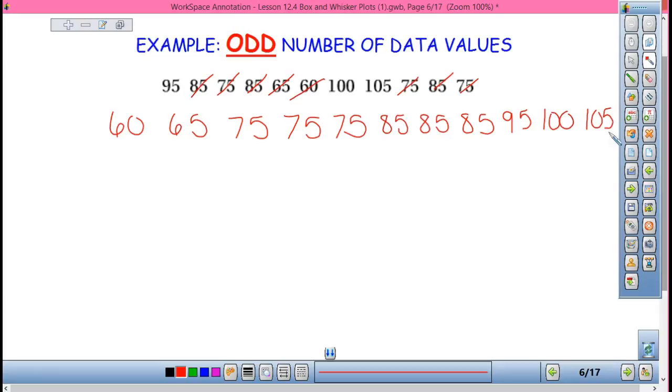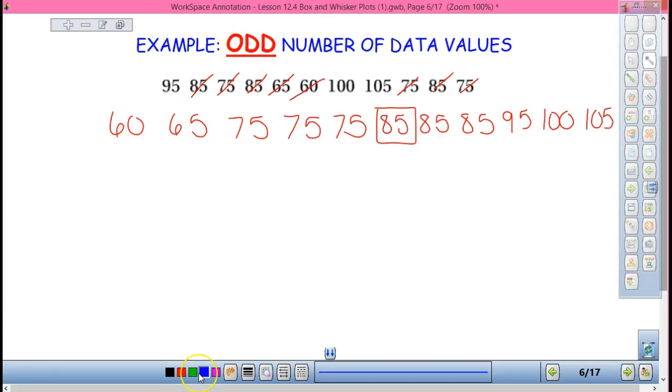Okay, so we need to find our median. Right? So find your median, find your middle number. You can cover up 105 and 60, 65, 75, 95, 85, 75, 85, 75. Who's in the middle? 85. There's my median. Okay?